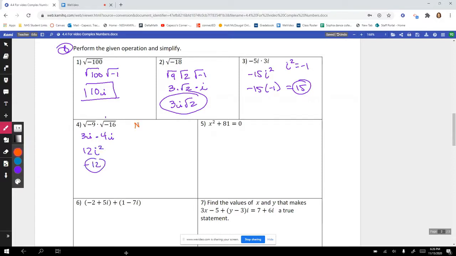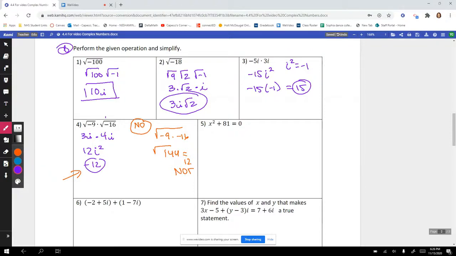Now, one thing we're not going to do on these, this is a no. We're not going to multiply them together and underneath go -9 times -16, which gives me the positive square root of 144, which is 12. That's not the answer. It's -12. So you're going to have to simplify that separately. Don't combine those underneath the radical sign.